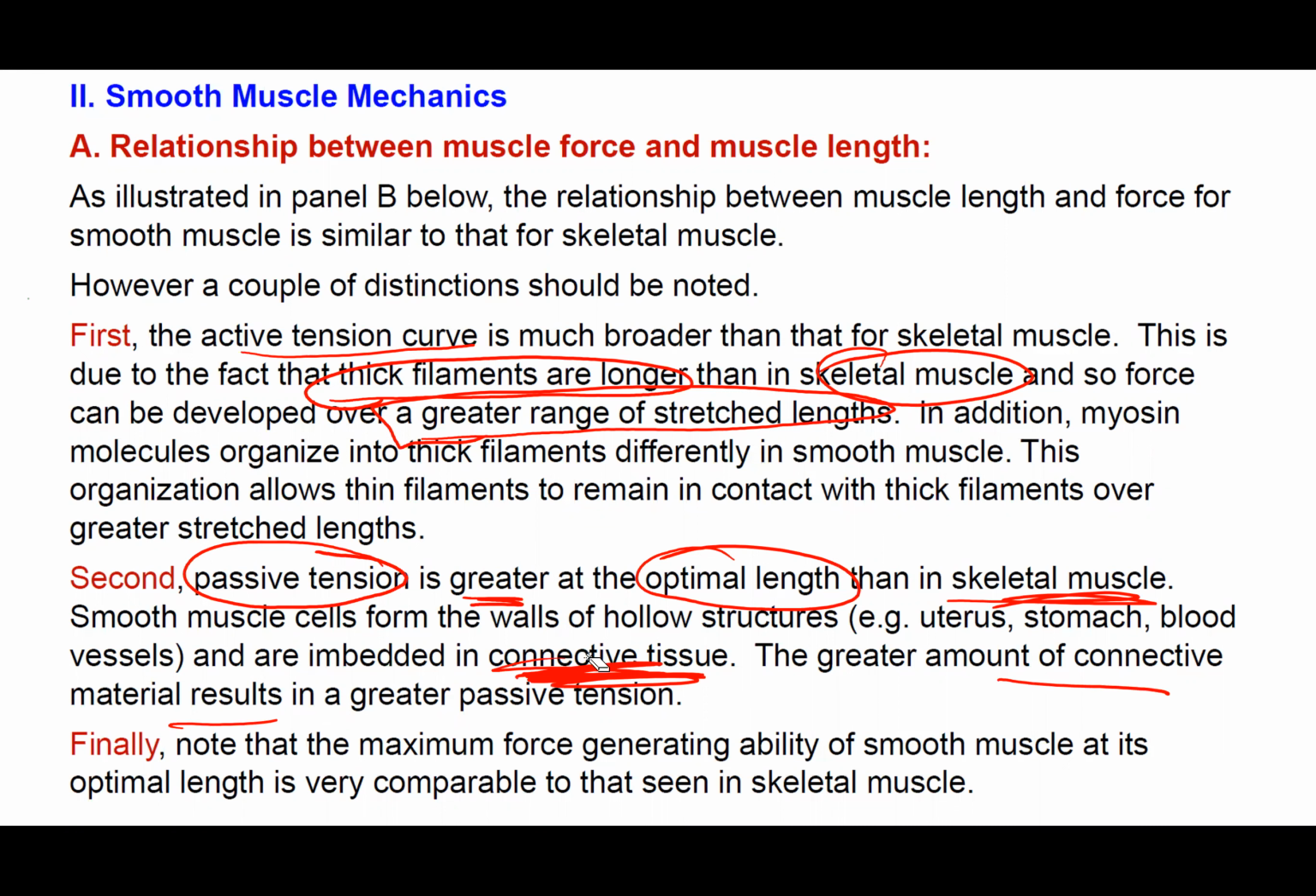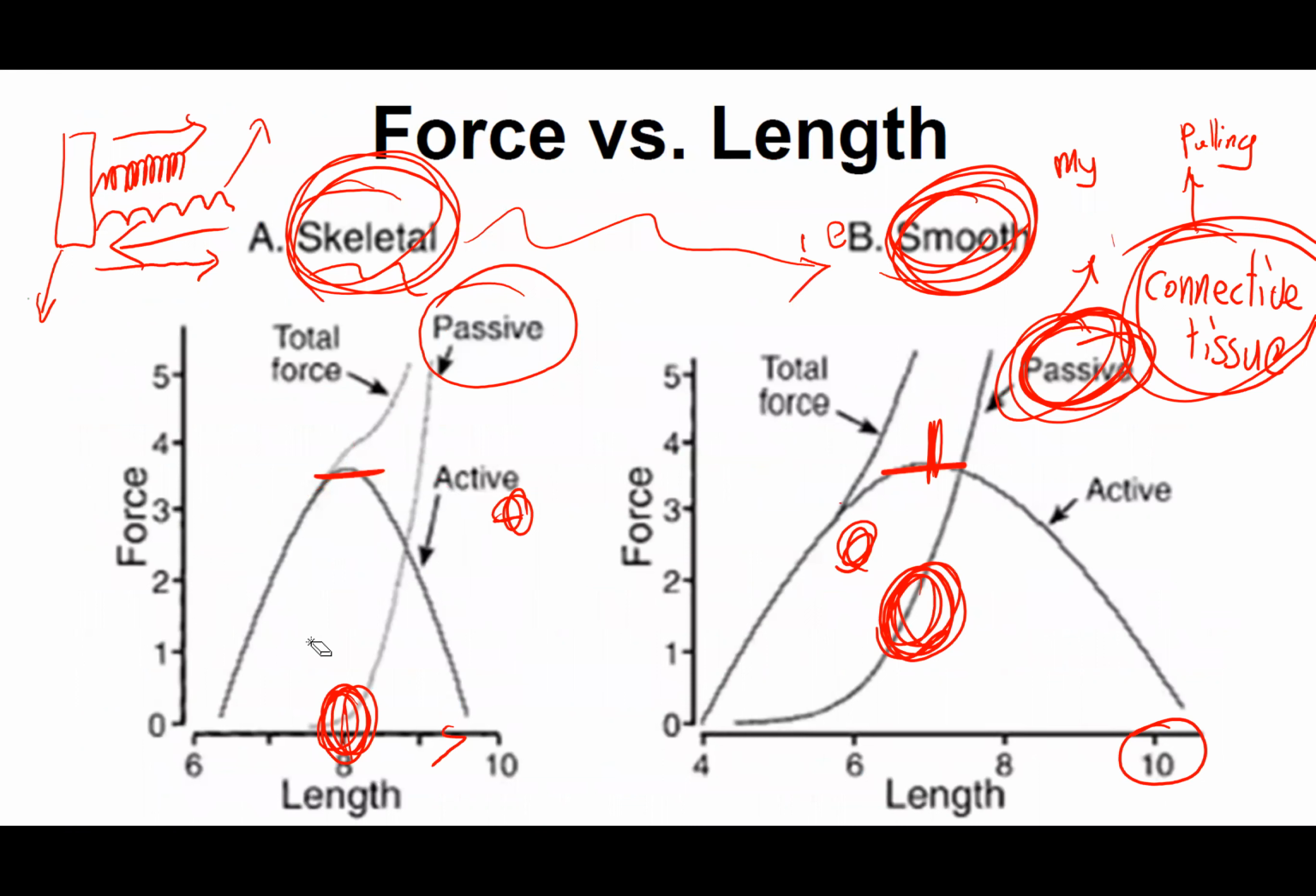And lastly, it's just saying over here that the actual force of contraction, if you take a look over here, it's about 3.5. It's almost the same here. So it's just saying that the force of contraction of both muscles is about the same.